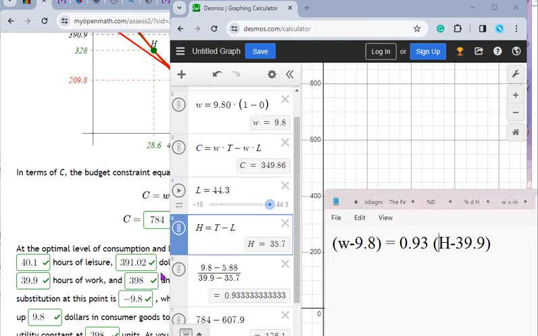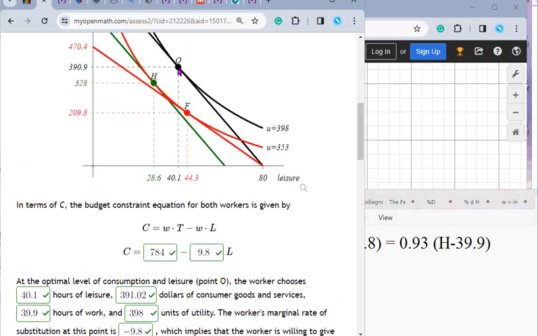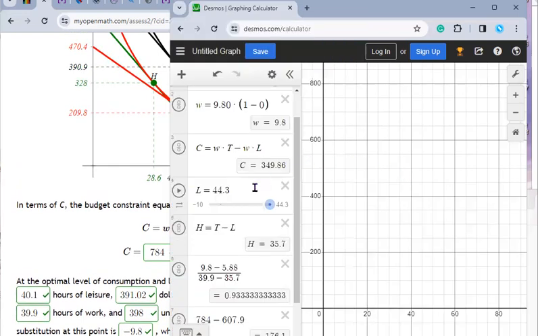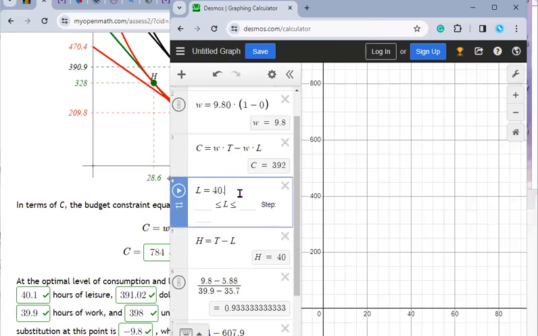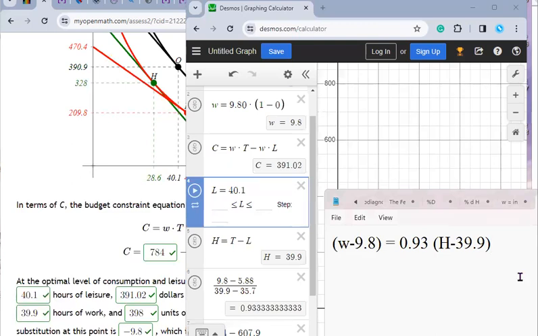Wait a minute. Sorry. Originally, leisure was 40.1, right? So hours worked were 39.9. So when the wage was 9.8 and leisure was 40.1, hours worked were 39.9, right? So I can actually solve this for W, and then I can come up with the labor supply equation, right?